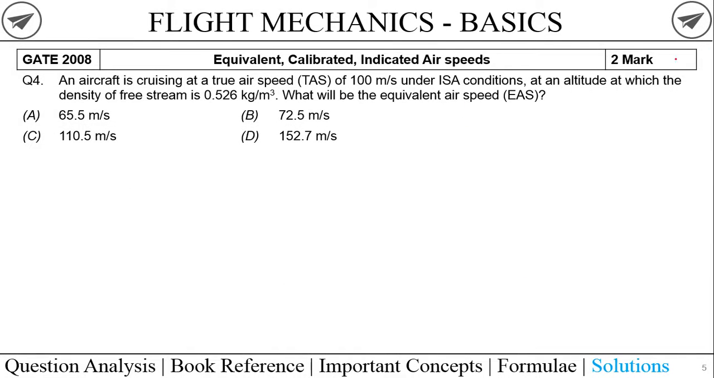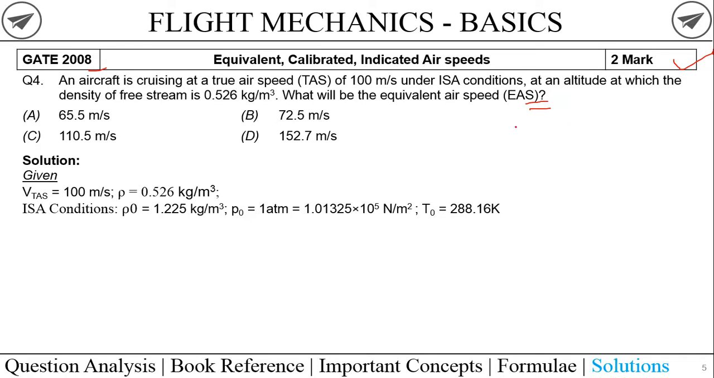Getting to the 2 marks, here we have a 2 mark question from GATE 2008, and the question mentions an aircraft is cruising at true airspeed of 100 meter per second under international standard atmosphere conditions. So at an altitude at which the density of free stream is 0.526 kilogram per meter cube, what will be the equivalent airspeed? So they are basically asking the equivalent airspeed. It is same as the previous question. Now, writing down the given, they have provided the VTAS and density at that particular altitude.